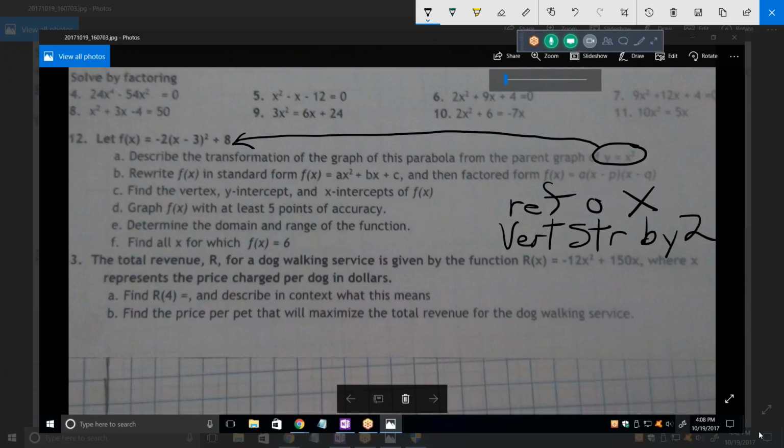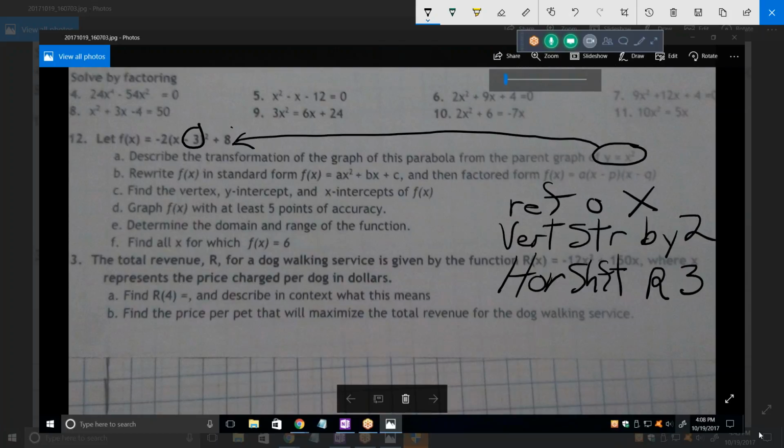Okay. What's the minus 3? Is that horizontal or vertical? It is horizontal, because it's inside the function. All vertical stuff is outside the function. All horizontal stuff is inside the function. Is it a horizontal stretch, a shrink, or a shift? A shift. Which way? Right. Right by 3.